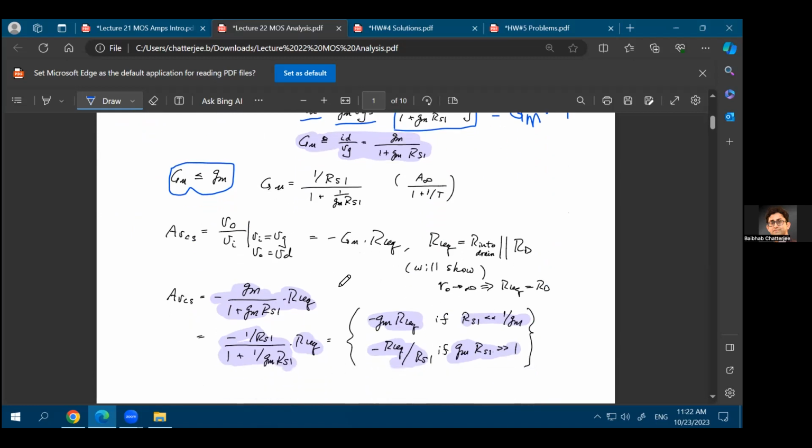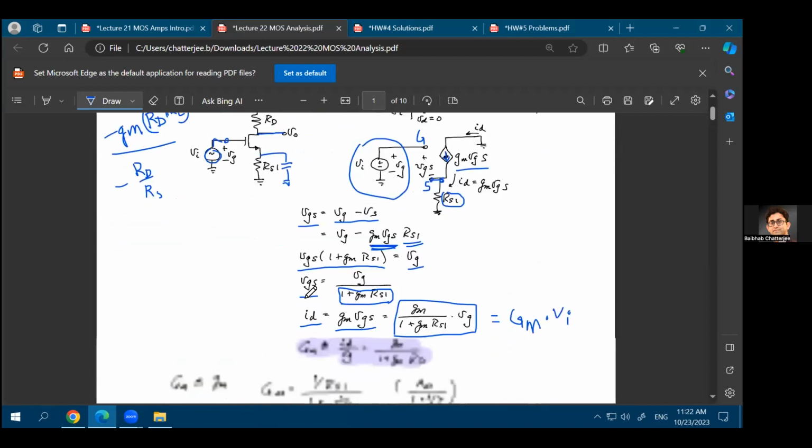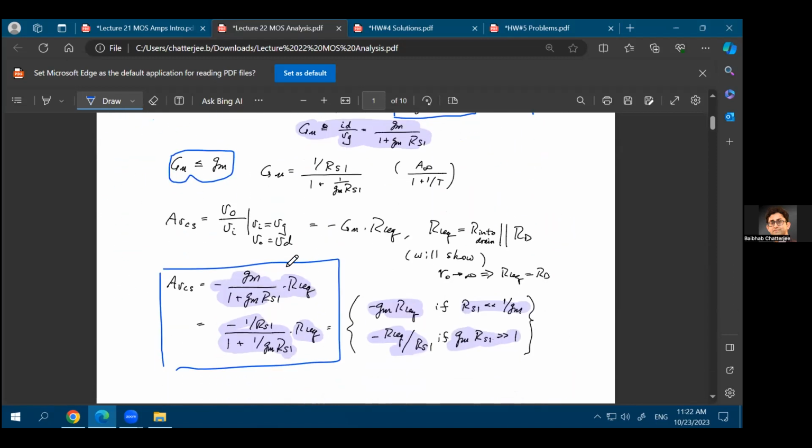All right, so you can write your gain to be equal to the capital Gm times the output resistance that you see for the entire system. And again, you can intuitively say that that is correct, because what is the definition of capital Gm? That's the transconductance of the entire system.